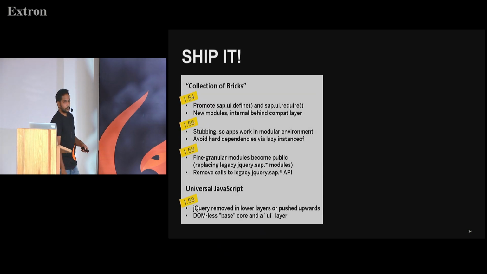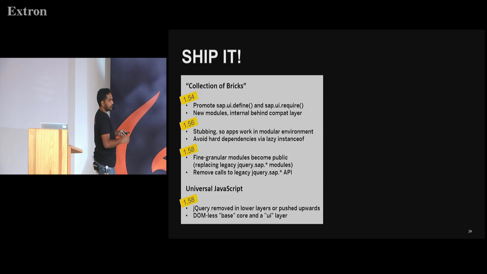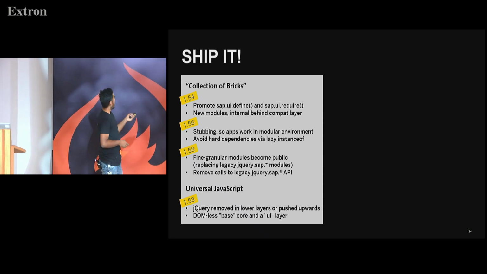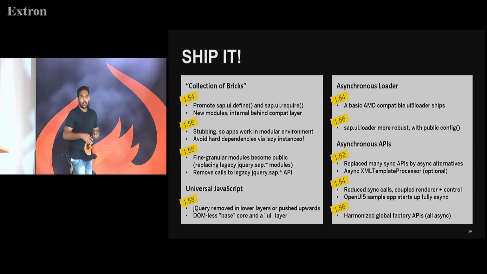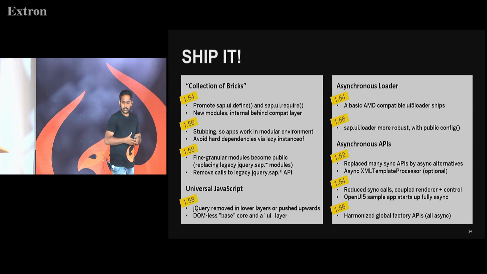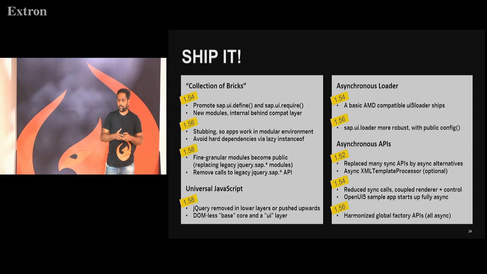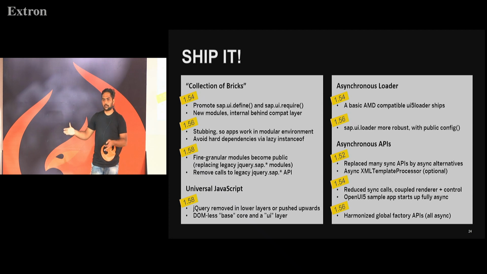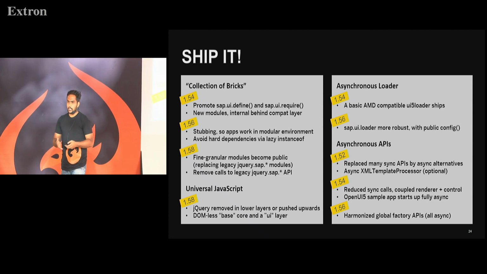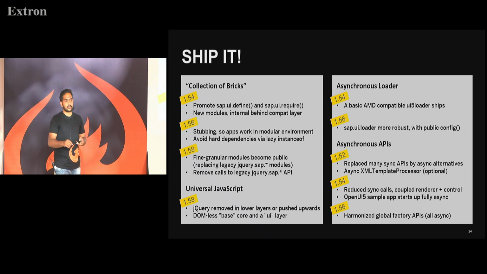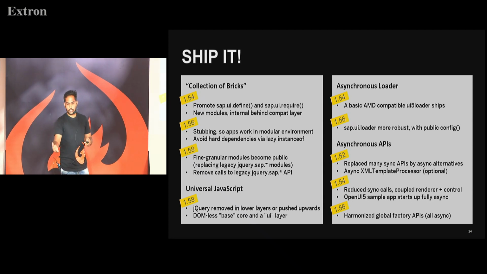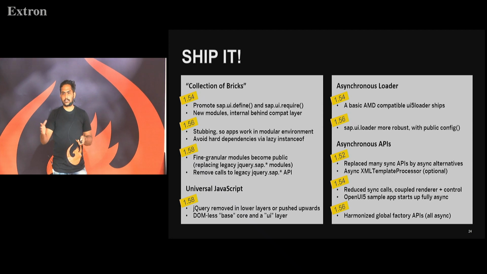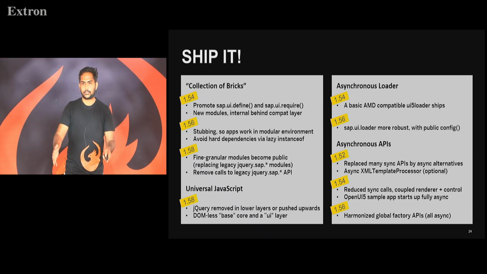So what have we shipped so far? In 1.54, we promoted sap.ui.define as well as sap.ui.require, and we split the code, basically the entire layers, into different modules, right? But this was again an internal release, and even though it was an internal thing, we added a disclaimer that you can go ahead and use it. In 1.56, we introduced a stubbing layer, so even if you are using globals or there are some missing dependencies, your application is still up and running. There are no problems to it.